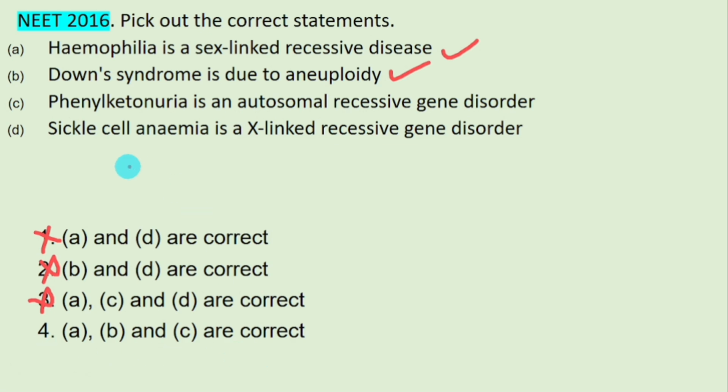A, B, C. Phenylketonuria is an autosomal recessive gene disorder. Correct. Why is this statement incorrect? Sickle cell anemia is X-linked recessive gene disorder. It is not X-linked, it is autosomal recessive gene disorder. So the defect is in beta globin chain and beta globins are found on chromosome 11. Therefore, it is autosomal recessive gene disorder. This is the only statement which is incorrect.